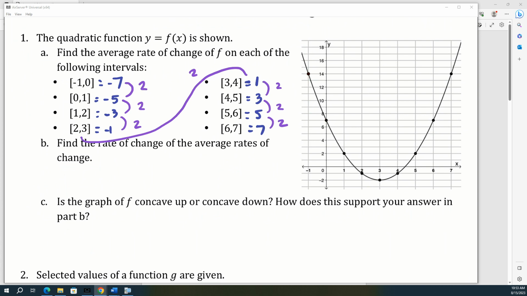All right, so what we just found was the rate of change of the average rates of change is 2. It's going to be constant if it's a quadratic function. All right. And then is this graph concave up or concave down? Up.